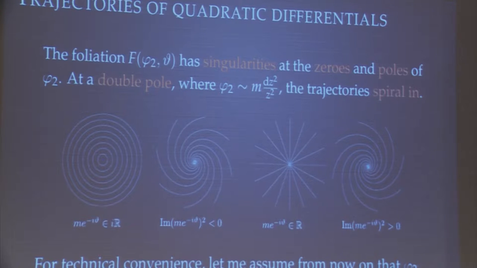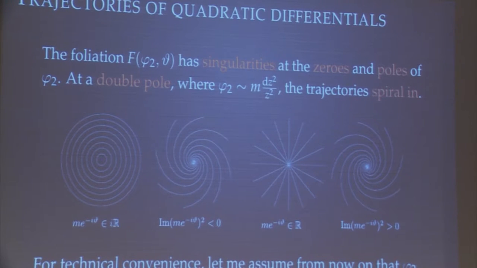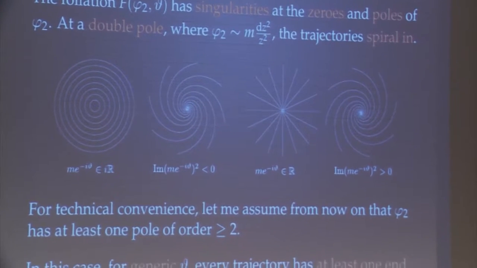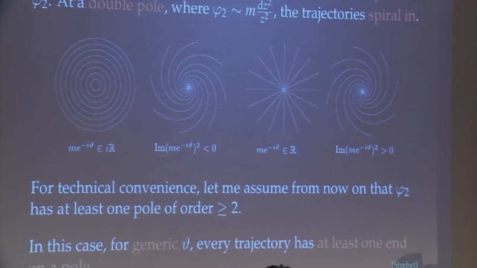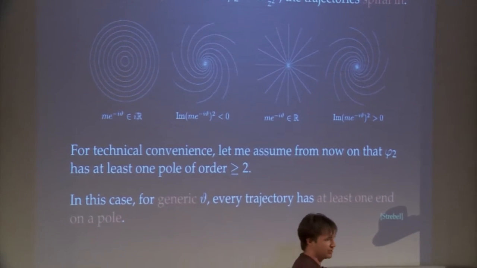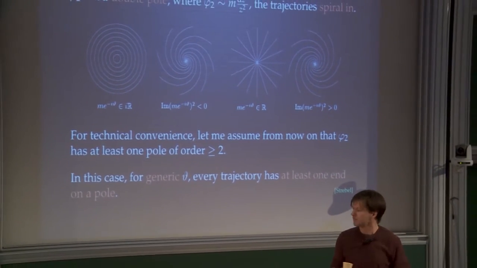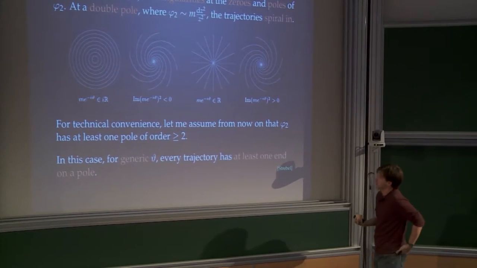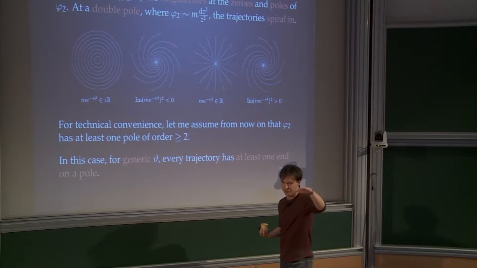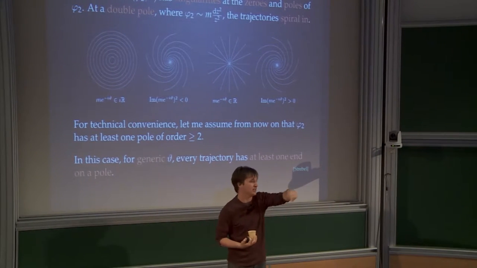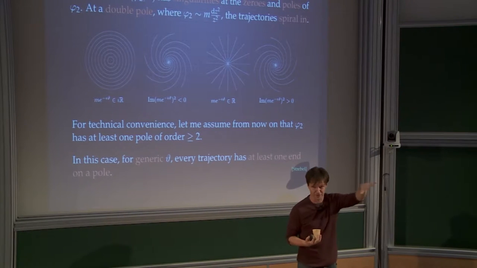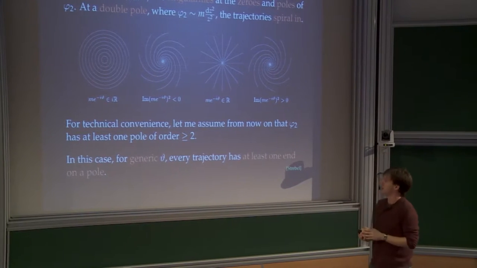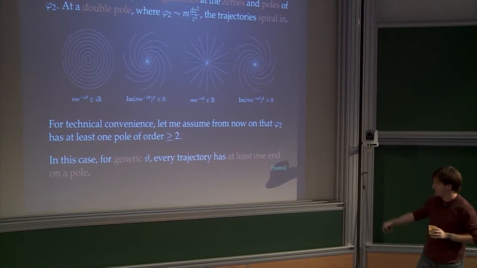And for a sort of technical convenience, from now on, I'm always going to assume that my quadratic differentials have at least one pole, which is double or maybe higher order. If it's higher order, it still attracts the trajectories, just in a slightly different way. And what's useful about that is that it kind of controls the global behavior of this foliation. So if you think of the way I define this foliation, in general, you might think that the trajectories behave in a very crazy way, that they move ergodically around the surface. And in the case where we have these poles, that won't happen.